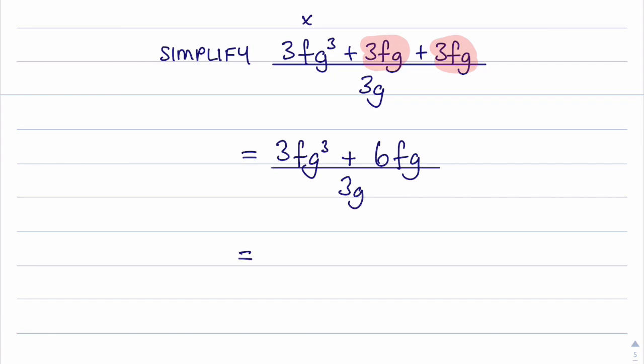What I can do now is to see if I can cancel anything in the denominator with anything in the numerator. Now looking at this 3, I must cancel with something in each term in the numerator. Well, I can cancel with this 3, and with the 6, that will leave me with a 2. Looking at the g, again I can cancel the g as long as I can cancel it with each term in the numerator. So I can cancel this g with one of the g's here, so that'll leave me with g squared, and that one there. So the final answer will be fg squared plus 2f.